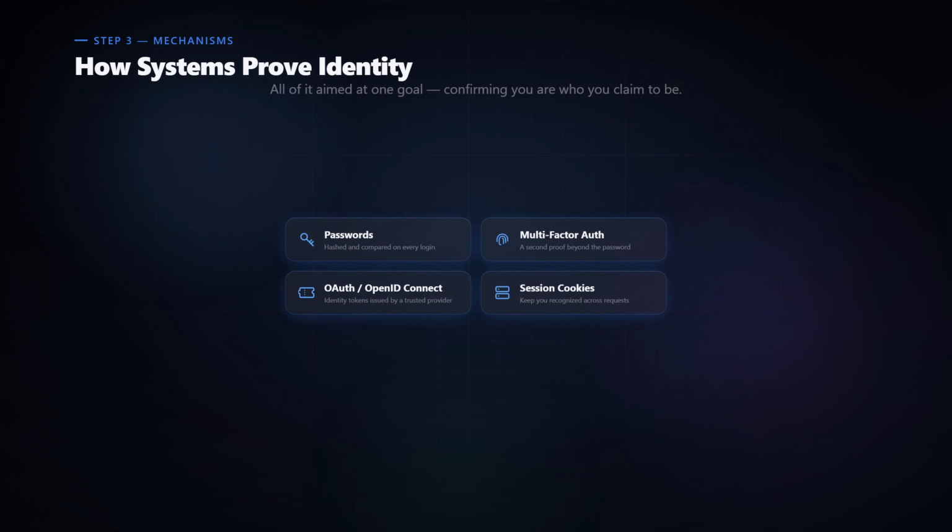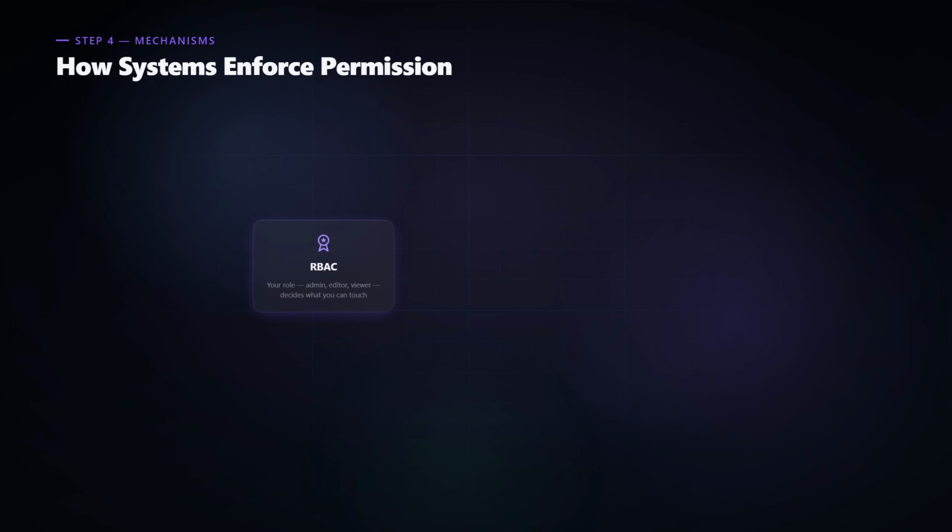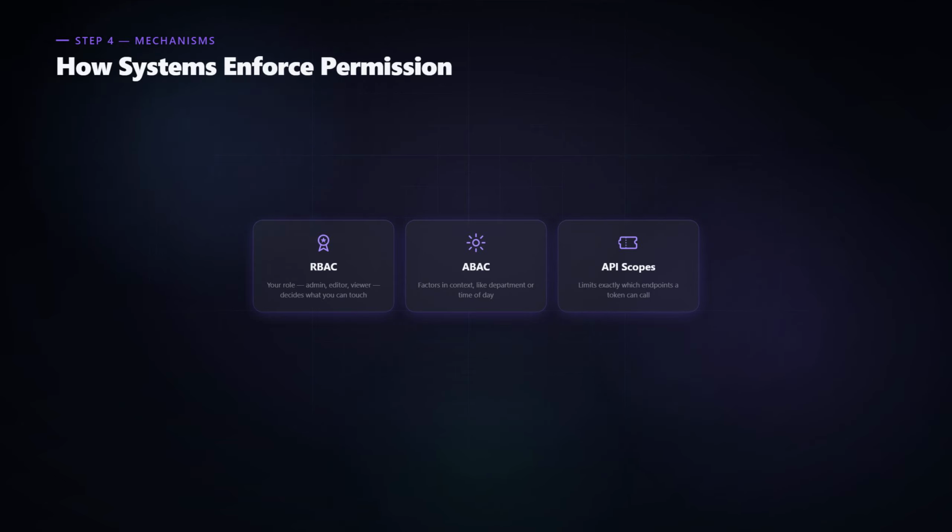On the authorization side, the mechanisms are about proving permission: role-based access control, where your role, admin, editor, viewer, determines what you can touch; attribute-based access control, which factors in context like department or time of day; scopes on an API token limiting exactly which endpoints it can call. None of this cares who you are personally, only what you're cleared to do.